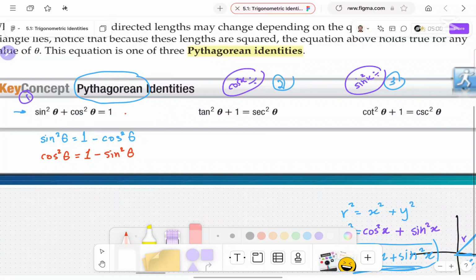Now, the same thing happens with the second one. If I need to find it in terms of tan, I can subtract 1 from both sides, so tan squared theta equals secant squared theta minus 1. For the third one, also the same thing, subtract 1, so cotangent squared theta equals cosecant squared theta minus 1. Okay, so you can use all of them.